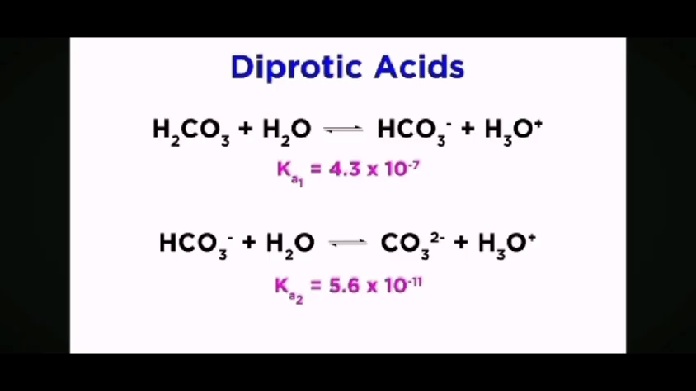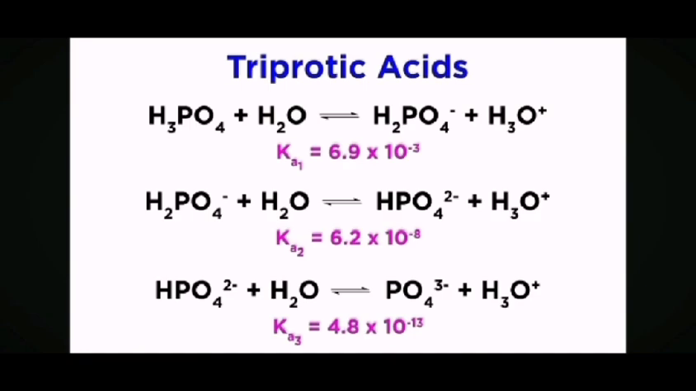Each of these deprotonations has its own associated Ka value, as the first proton is much more acidic than the second. Ka1 is 4.3 times 10 to the negative 7, while Ka2 is 5.6 times 10 to the negative 11. Some acids can even be triprotic, meaning they can deprotonate 3 times. Phosphoric acid, or H3PO4, is such an acid. Here are the 3 relevant equilibria and their associated Ka values.